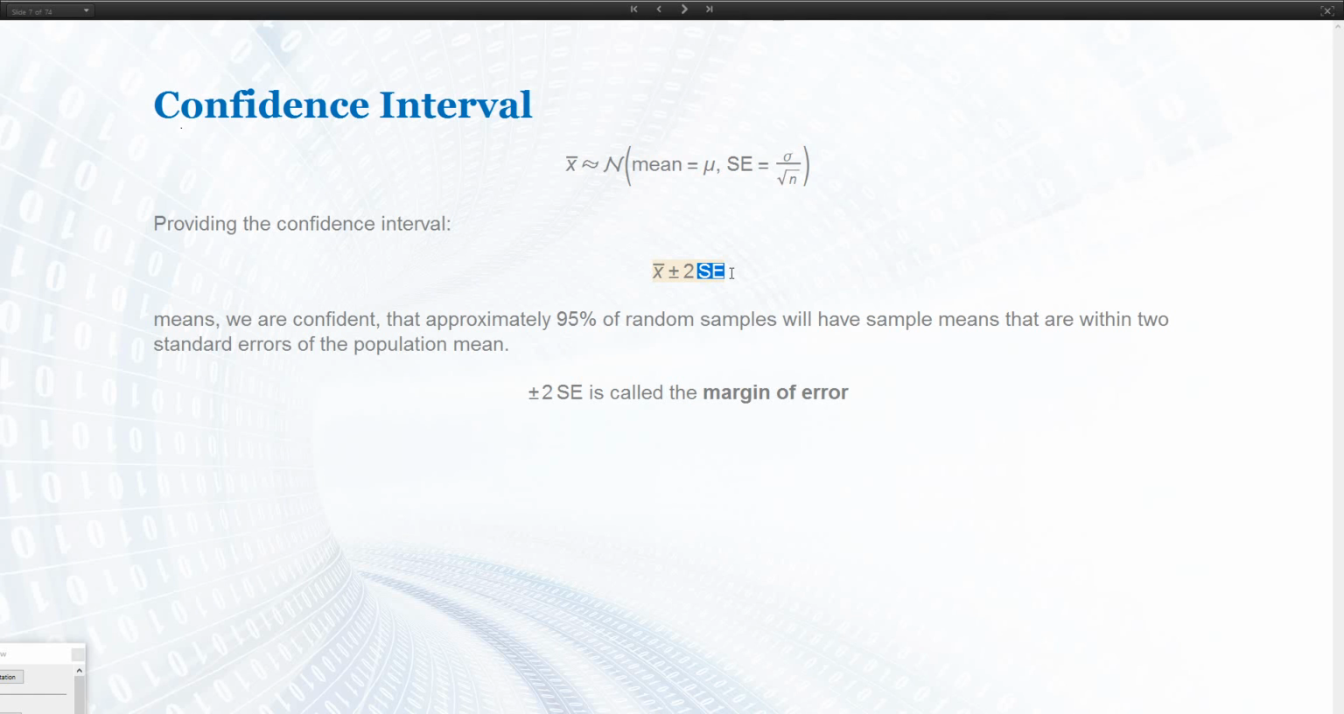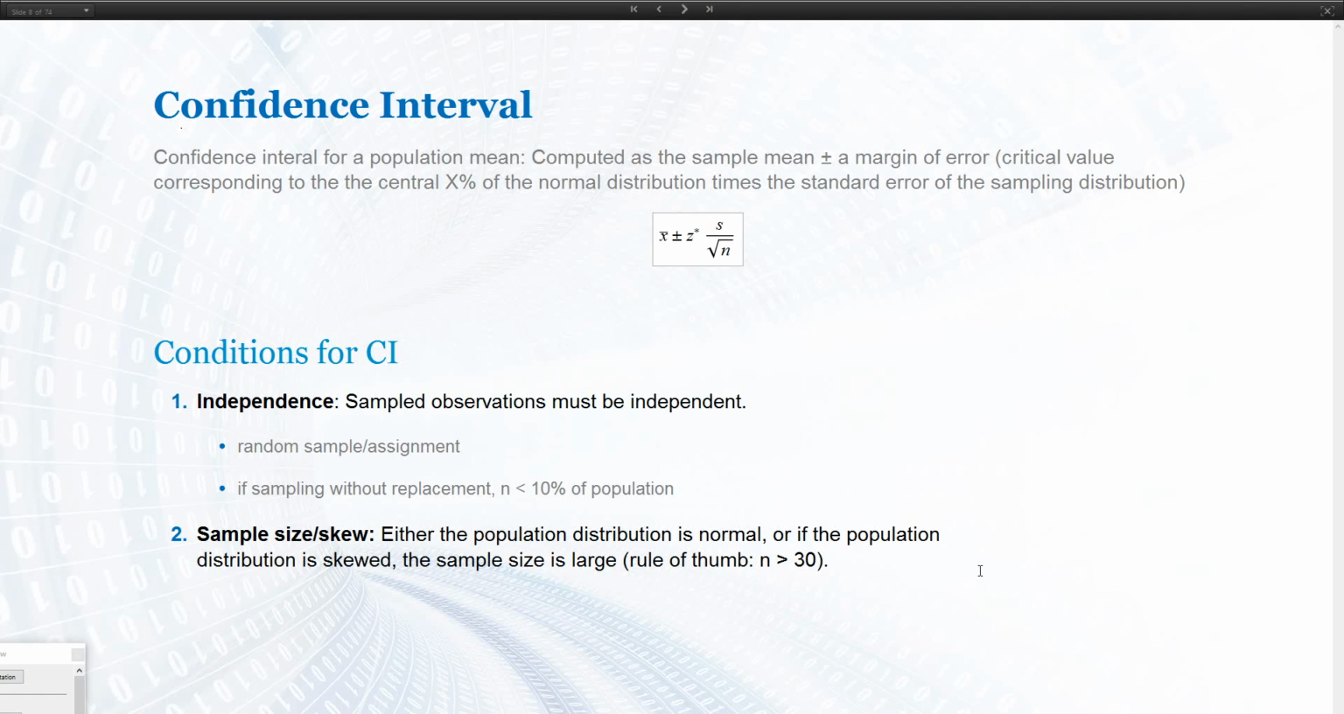This plus minus 2 standard error part is the margin of error. That's what you write down in papers. Okay?